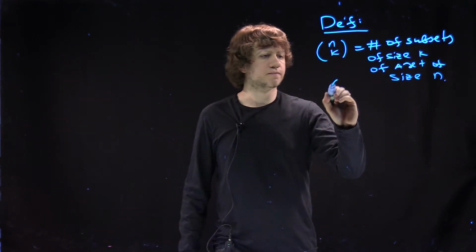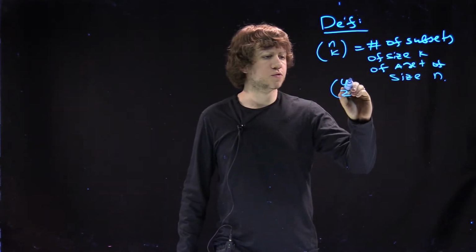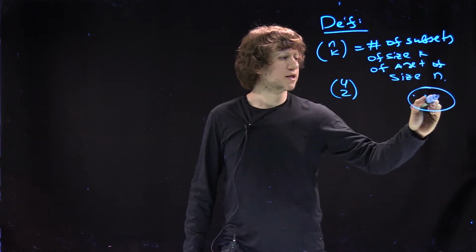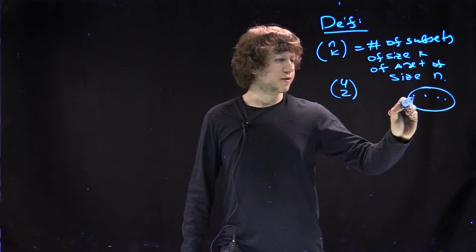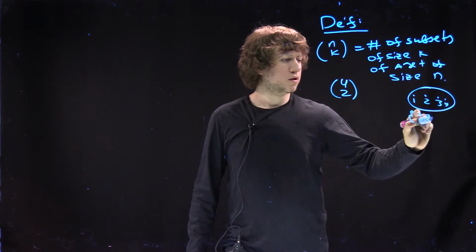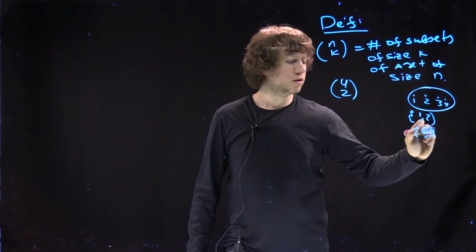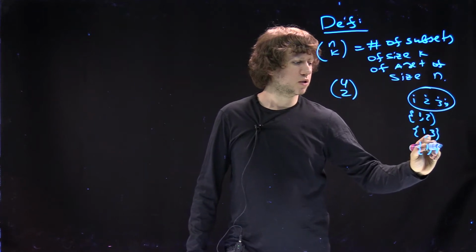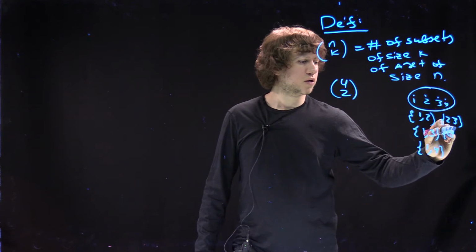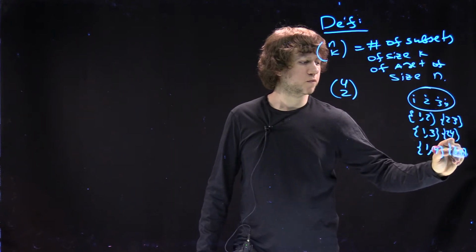For instance, 4 choose 2, as people call it, is the number of 2-element subsets inside a set of 4 elements, and you can pick 1, 2, and maybe 1, 3, 1, 4, 2, 3, 2, 4, 3, 4, which is 6.